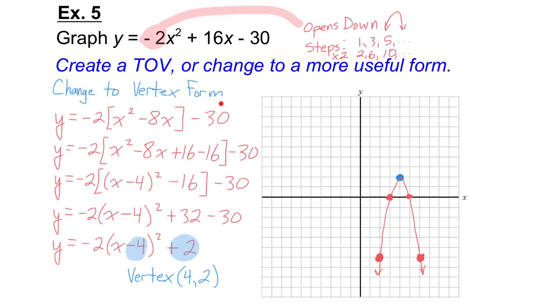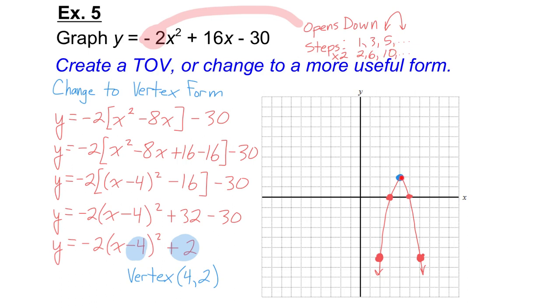So I changed to vertex form first by completing the square. The vertex form tells me where the vertex is. So the coordinates are (4, 2). I plot that on the grid. The A value, no matter which form you look at, the A value is -2. Negative means it opens down. The 2 means you're multiplying that basic step pattern by 2. So instead of 1, 3, 5, multiply each step by 2, it's 2, 6, 10.